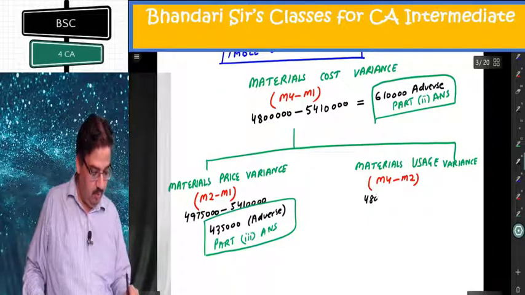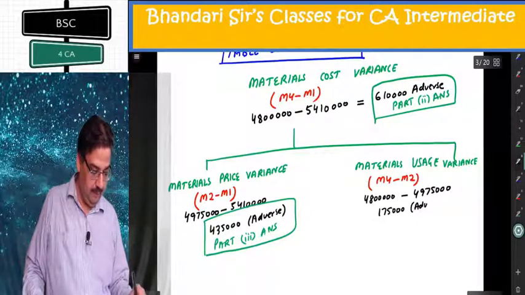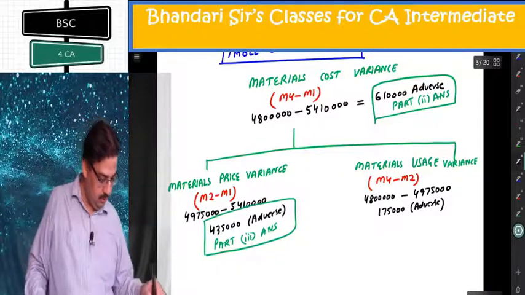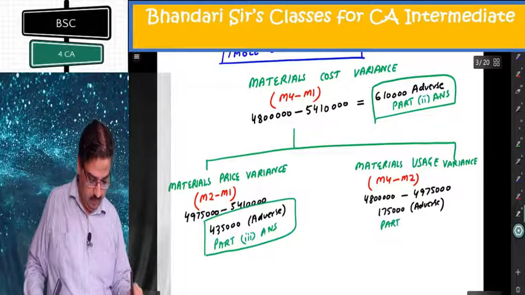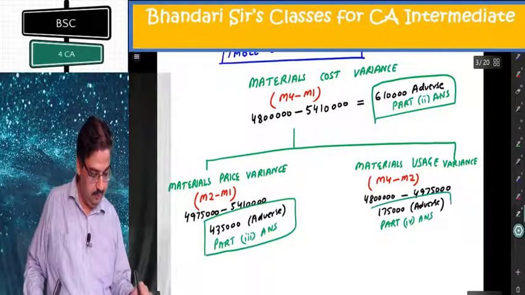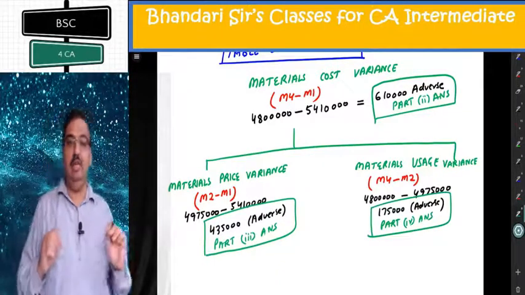M4, 48 lakh minus 49 lakh 75,000. 1 lakh 75,000 adverse. And this is part 4 answer. This is complete C7.